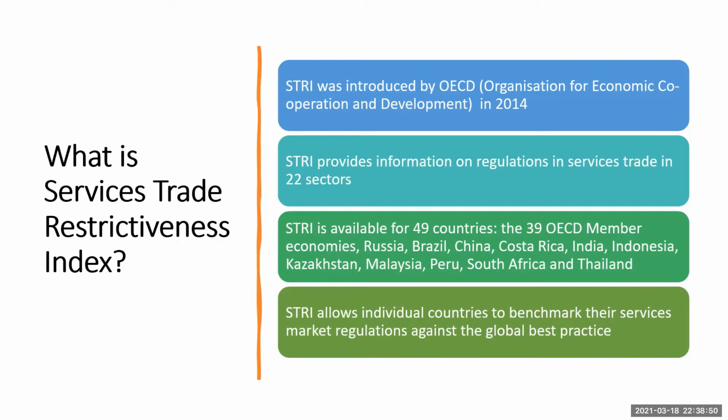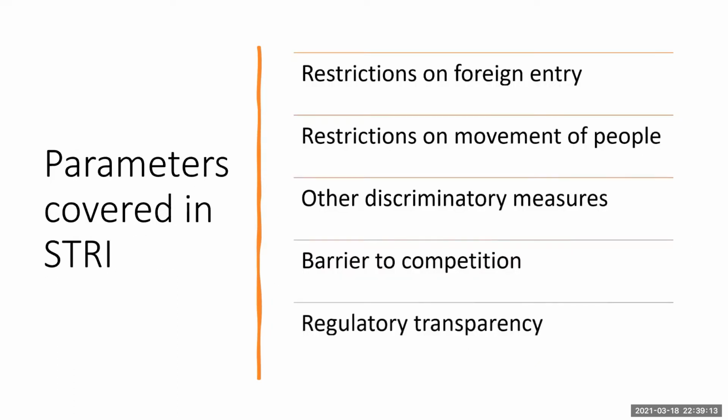STRI is available for 49 countries, out of which 39 are OECD members, and the other countries are Russia, Brazil, China, Costa Rica, India, Indonesia, Kazakhstan, Malaysia, Peru, South Africa, and Thailand. The index allows individual countries to benchmark their services market regulations against the global best practices.